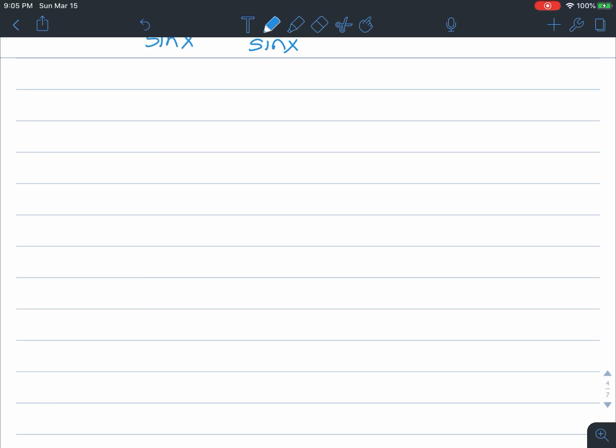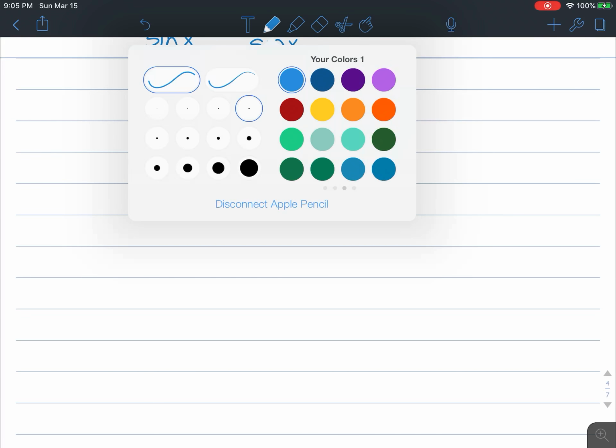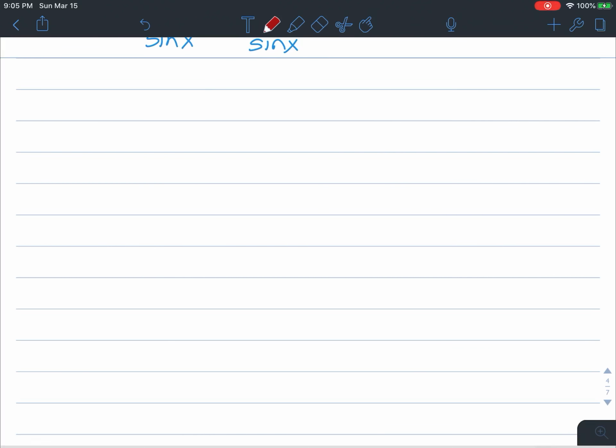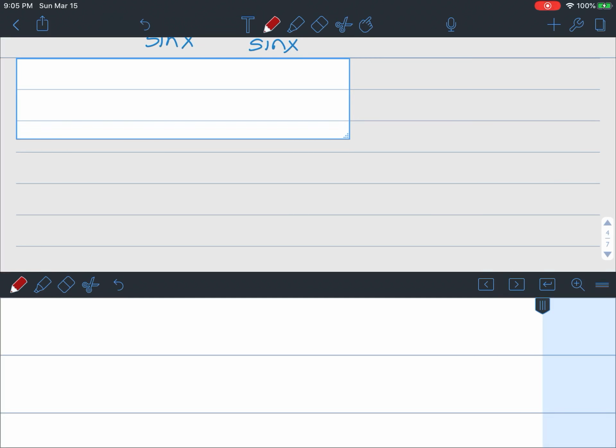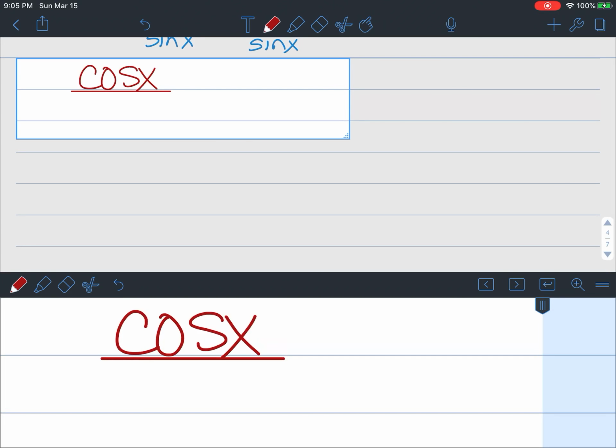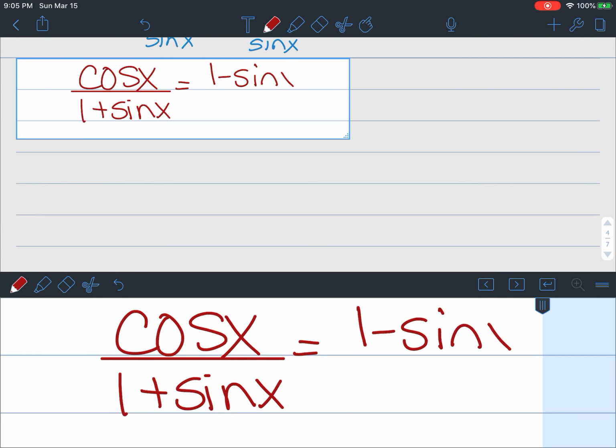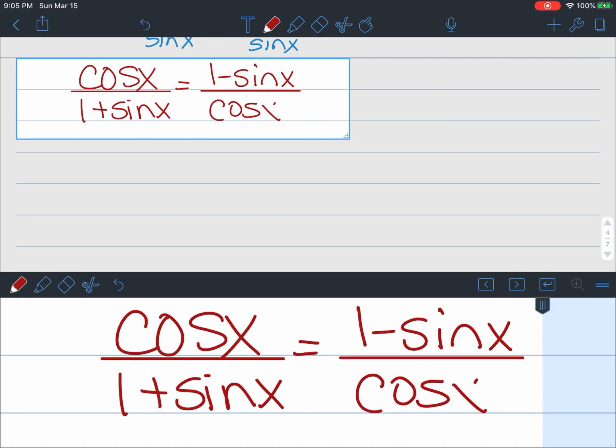Okay, so now I have one I want you to try. It's very similar. Hopefully you're catching the drift here of what we're doing. I do one, you do one similar. Okay. Cosine x over 1 plus sine x equals 1 minus sine x over cosine x. So take a look at what we did in the previous problem and see if you can apply that to here.